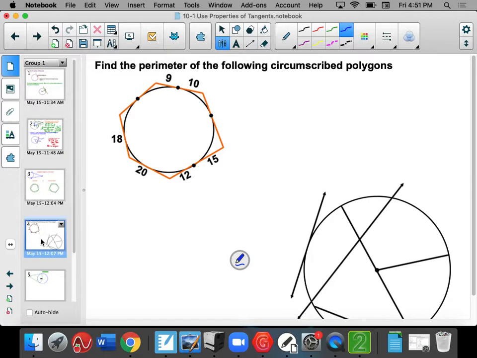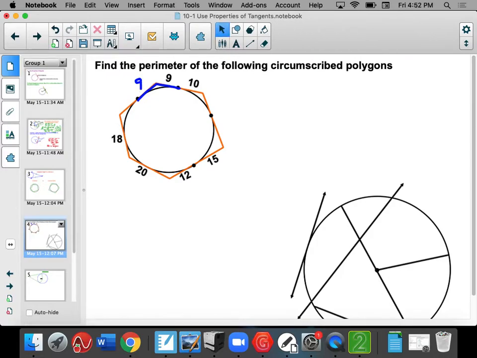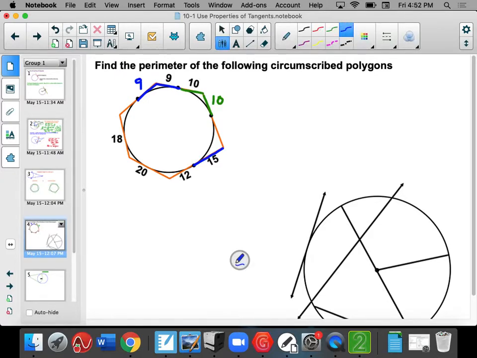Okay. So we're going to come through here and figure out some of our pieces. If we start up here with this 9, this tangent line right here is 9, then we know that this one right here is also 9. If this length right here is 10, then this length right here is 10. We keep going. Here's 15, so we've got 15 and 15.